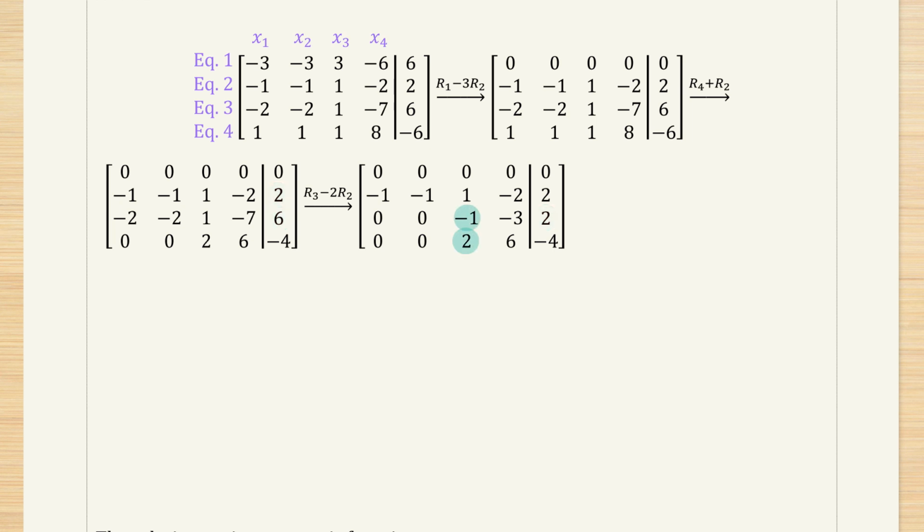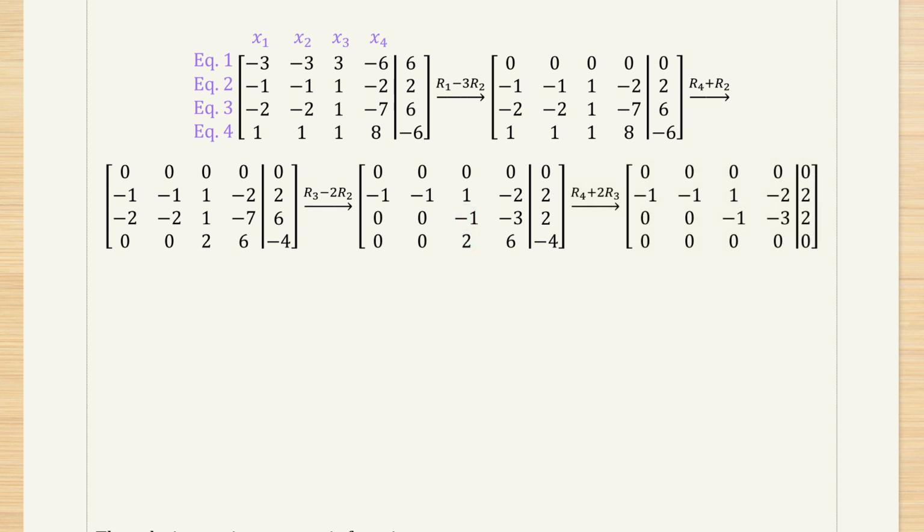Looking at the 2 and the negative 1, we can cancel the 2 by adding 2 times negative 1. Row 4 plus 2 times row 3. 2 plus 2 times negative 1 is 0. 6 plus 2 times negative 3 is 0. And negative 4 plus 2 times 2 is 0. It wasn't so obvious when we were just looking at the equations without doing any manipulations, but after doing these row operations, we see that we've canceled another equation. So we've now canceled 2 equations.